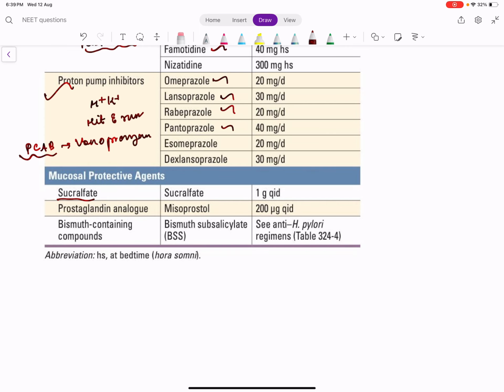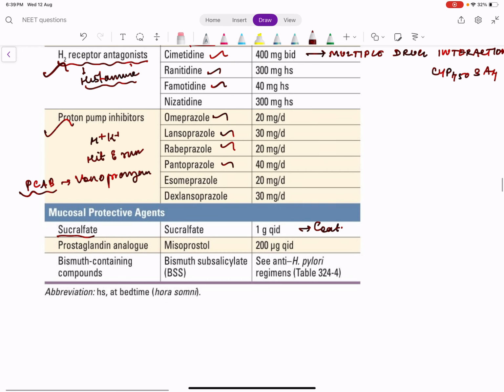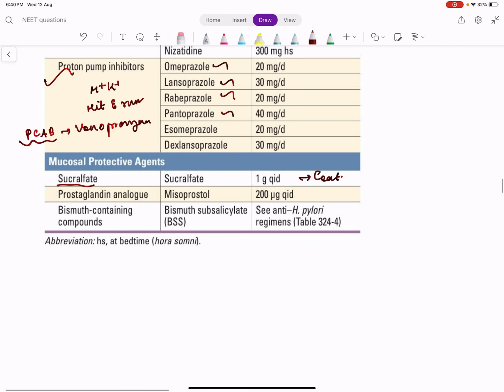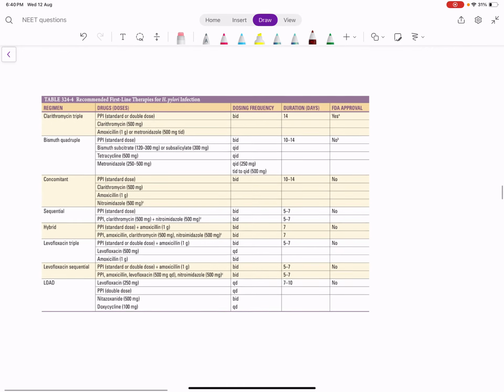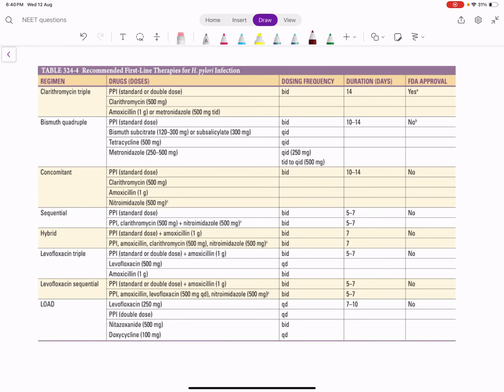Then some drugs like sucralfate, they only coat the GIT. They coat the stomach and prevent acid from refluxing. Yeah, bismuth compounds are also mucosal protective agents. Bismuth is very important because there is a regimen in H. pylori called bismuth quadruple therapy. So these are regimens for H. pylori. Till now we discussed the drugs commonly used in gastritis.